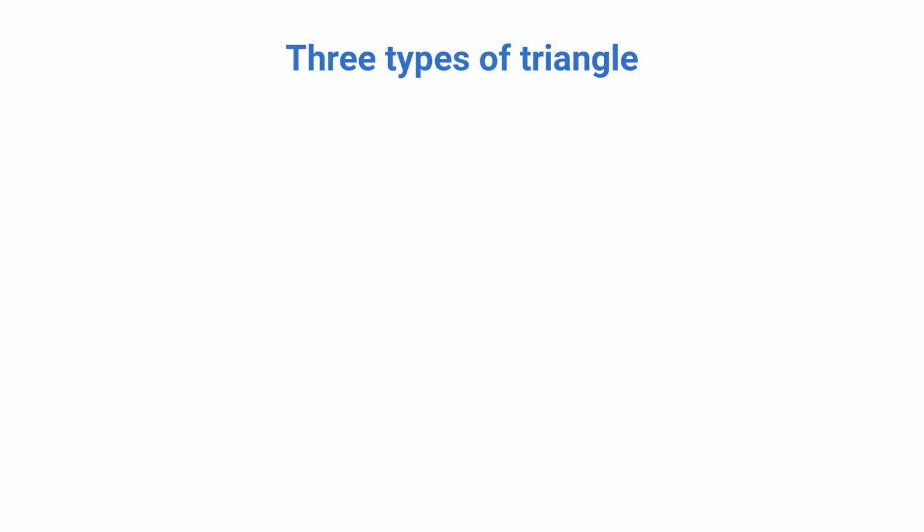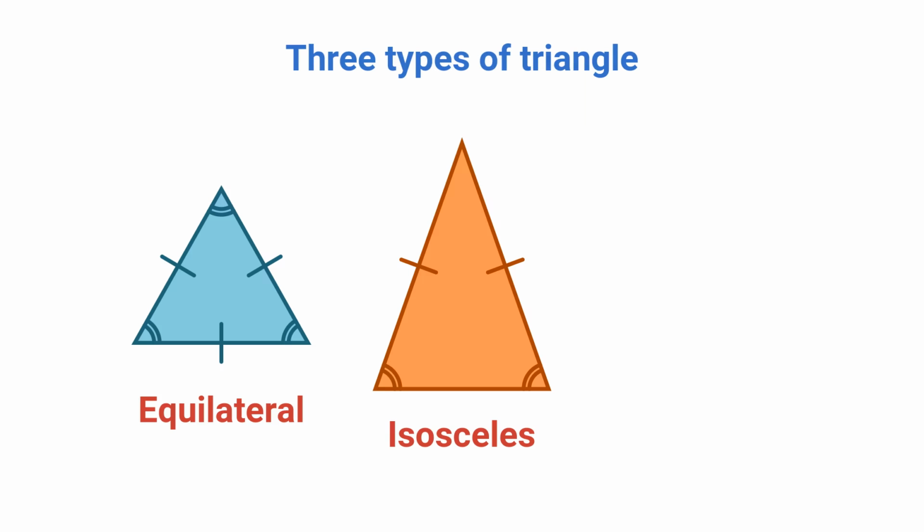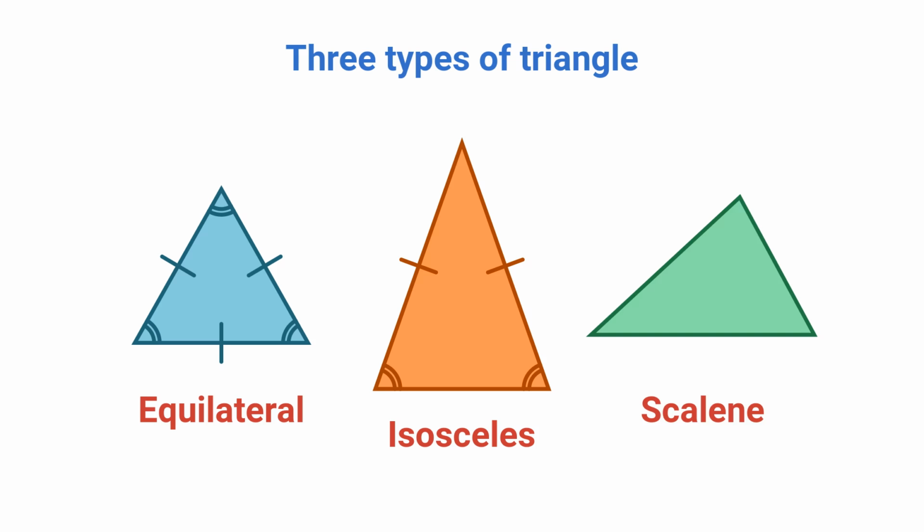Those are the three types of triangle. An equilateral triangle has three equal sides. An isosceles triangle has two equal sides. A scalene triangle has no equal sides.